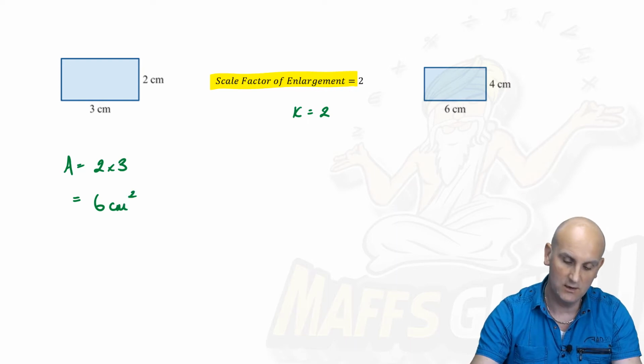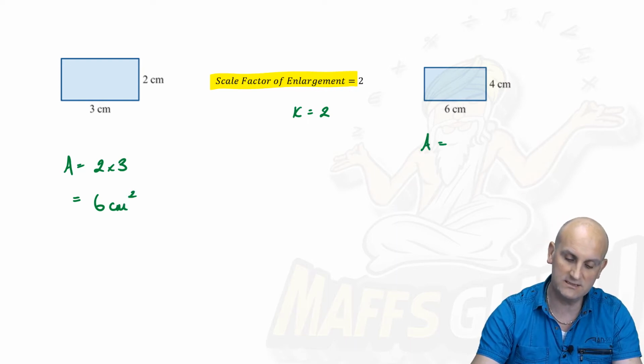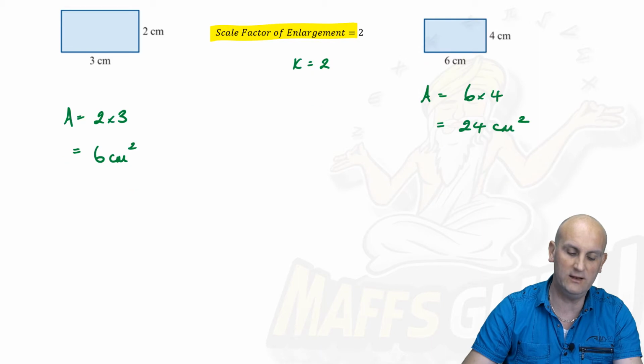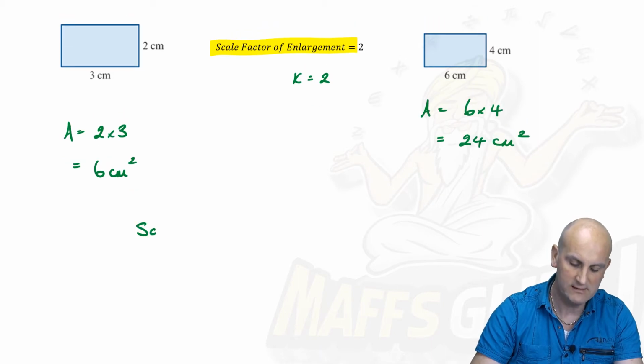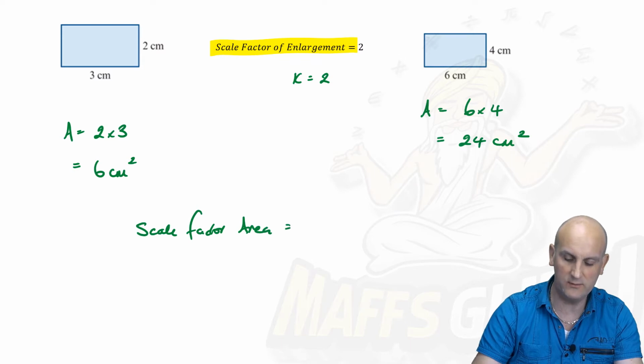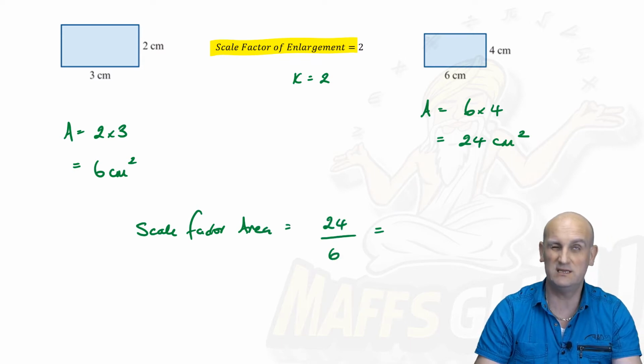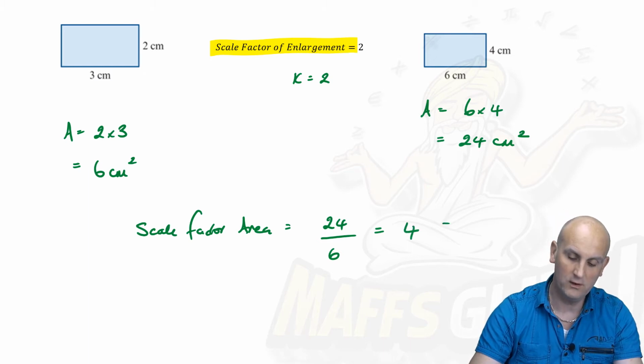Don't forget units. What about the area of this one? That's going to give me 6 times 4, which gives me 6, 12, 18, 24 centimeters squared. So now let's look at the scale factor of my area. How do we do that? We take the bigger area, 24, and divide it by 6, which gives me 4.